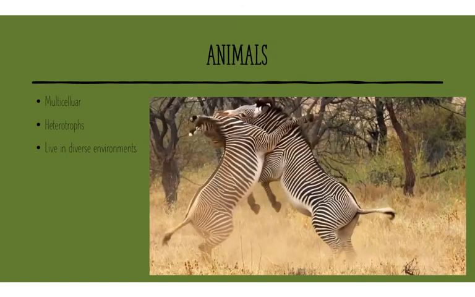And then finally, we have the kingdom Animalia, or animals. And animals, as we know, are multicellular. They are heterotrophs, meaning they do not produce their own food, and they do live in diverse environments. So within the kingdom Animalia, we find lots of different organisms. We find zebras, we find lions, we find dogs, we find cats, all sorts of organisms within the kingdom Animalia.